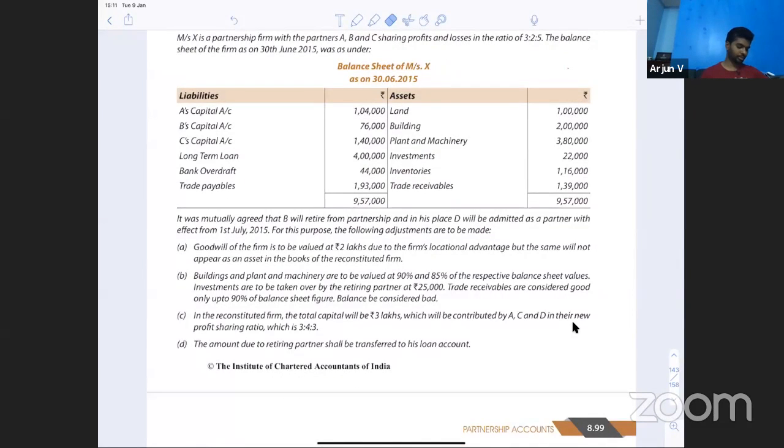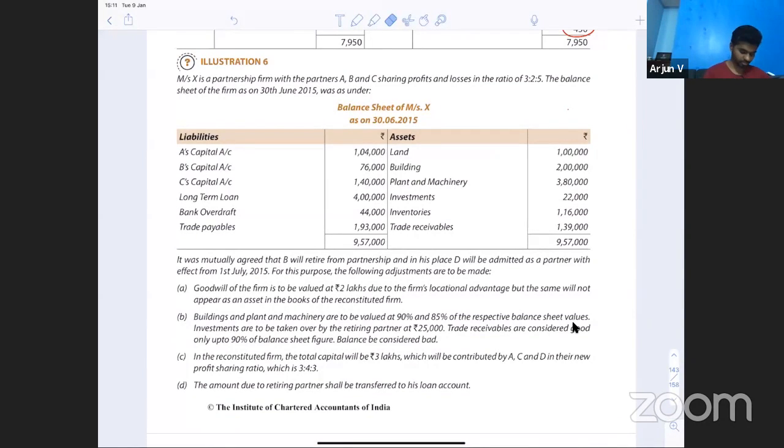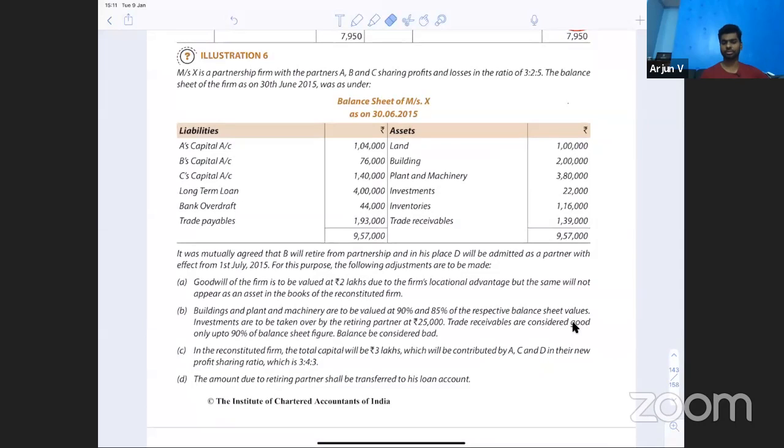Okay. This is the next question, illustration number 6. Did we give illustration number 6 as homework or?